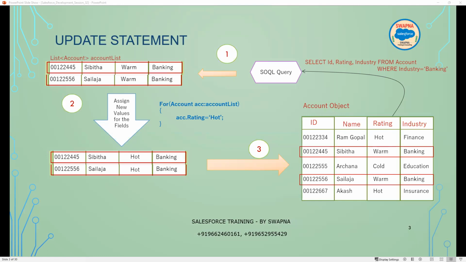So there are a total of 3 steps whenever we want to update anything in Apex. The first step is to query the data and store it into a list of accounts. The second step is to loop through each one of them. Once it is looped through each record, with the value you want to update, then push it back to the account object. These are the 3 steps we have to do.